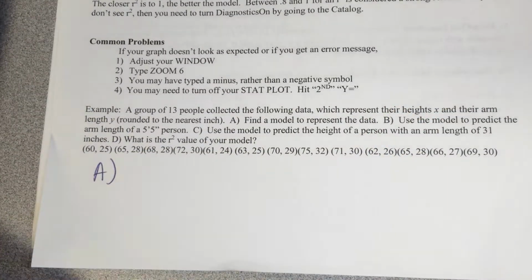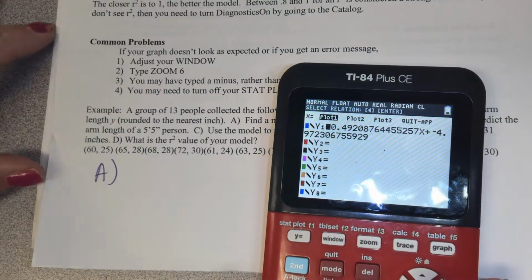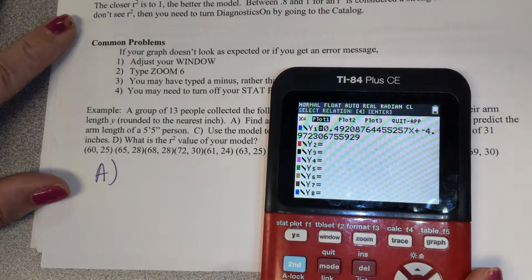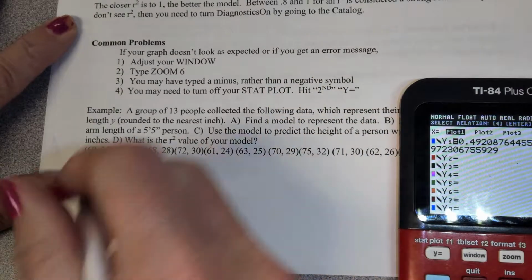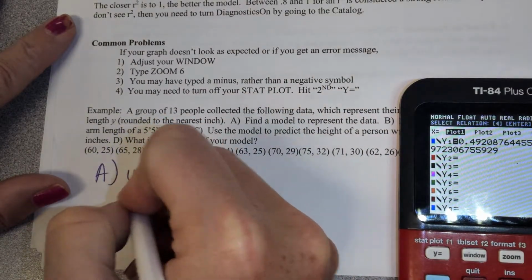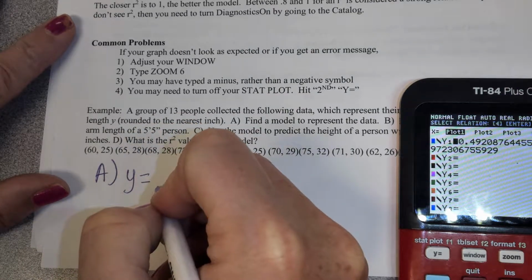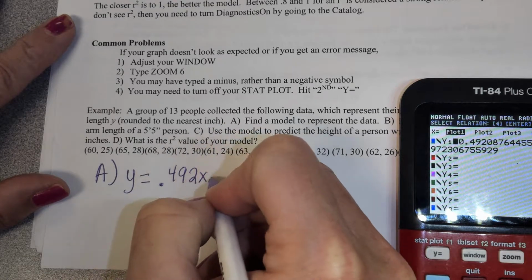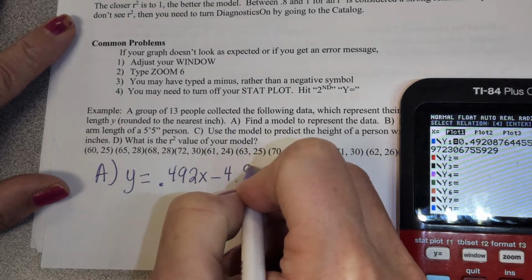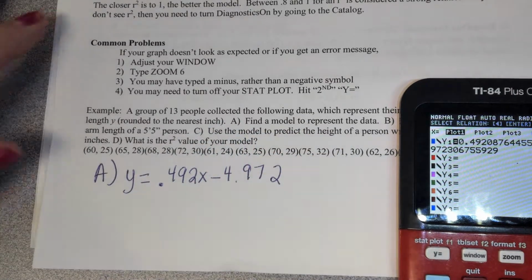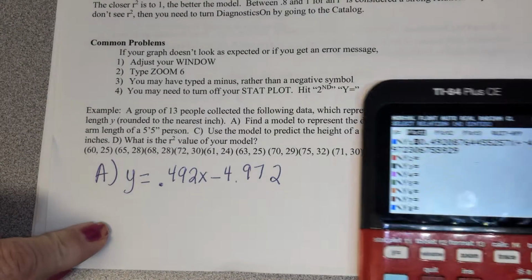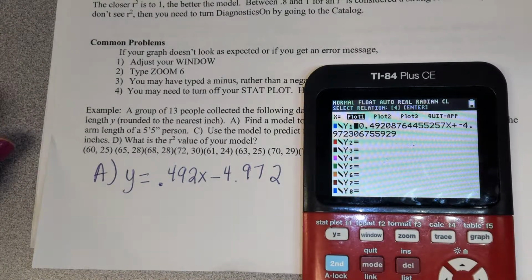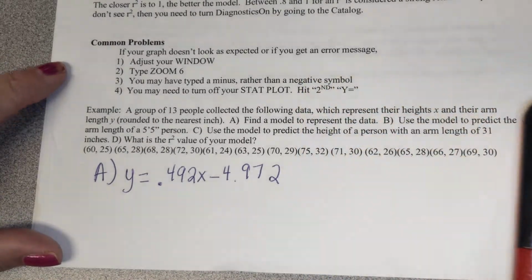So we're going to go back to y equals, and we're going to have to do some rounding. I don't want to write all that down, so we'll just round to the nearest hundredths. Actually, let's go to the thousandths just to be a little more accurate. So we're going to do 0.492x minus 4.972. So that's my equation, but the equation that I have in there is actually better. It's more accurate. So I'm just going to use that.